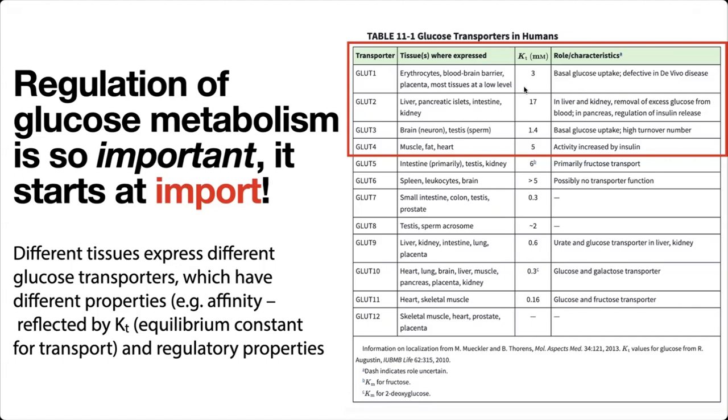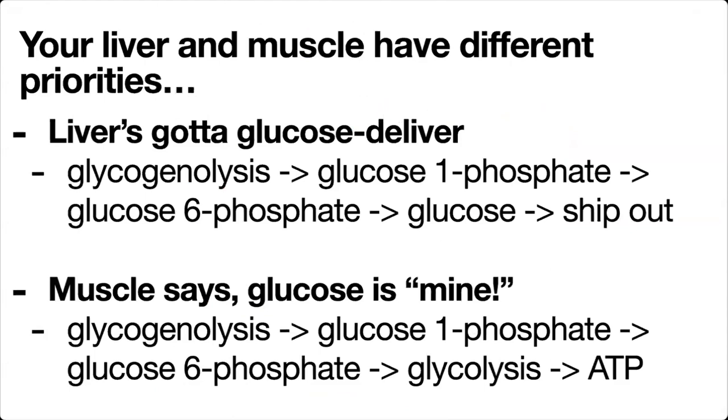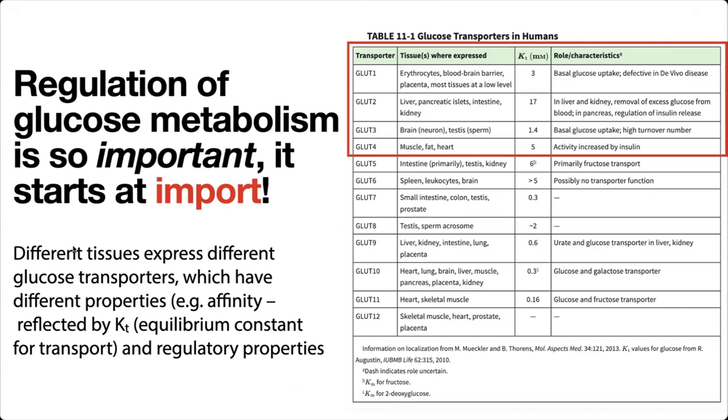And finally, the one that's more exciting is going to be this GLUT4. This GLUT4 is going to be found in your muscle, in your fat, in your heart, and its activity is going to be increased by insulin. So insulin, remember, was saying that the blood sugar is high, so let some glucose in. And your liver would want to take it in to store it as glycogen, and your muscles will want to take it in to store it as glycogen.